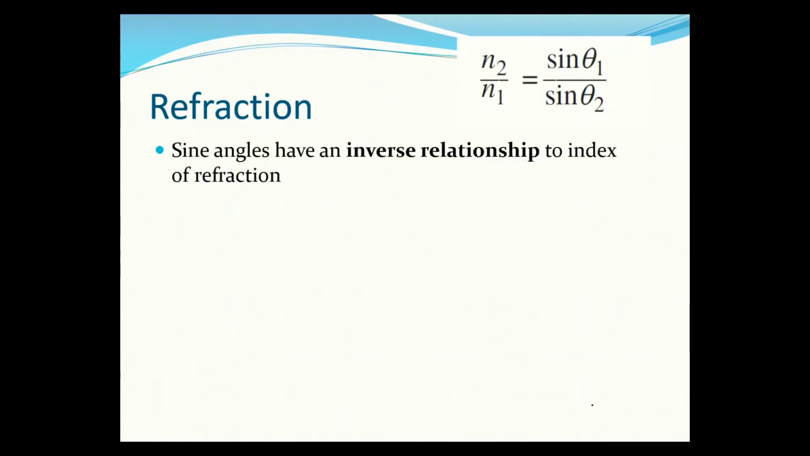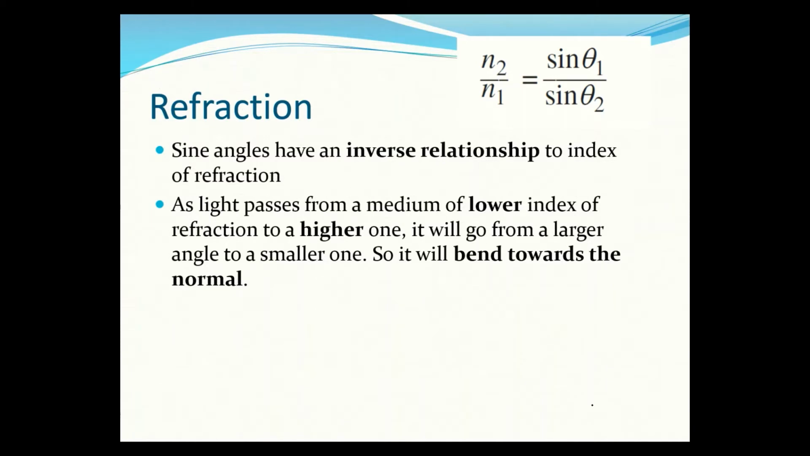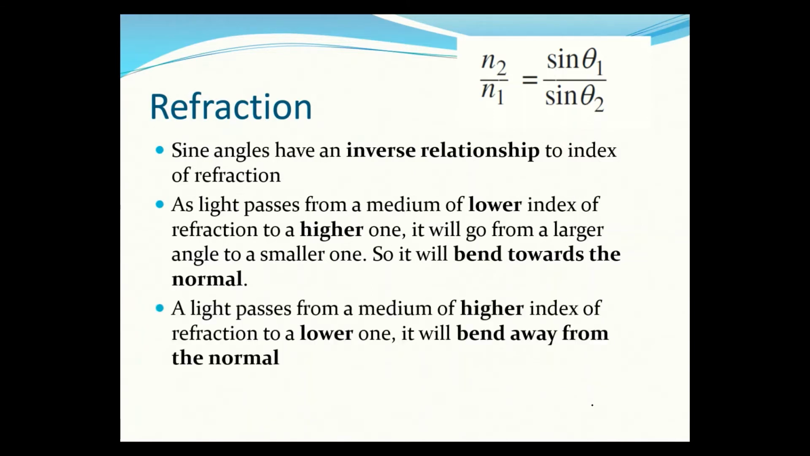Okay, so sine angles have an inverse relationship to index of refraction. So as light passes from a medium of lower index of refraction to a higher one, it will go from a larger angle to a smaller one. So what we say is it's going to bend towards the normal. And if light passes from a higher index of refraction to a lower one, it'll bend away from the normal.